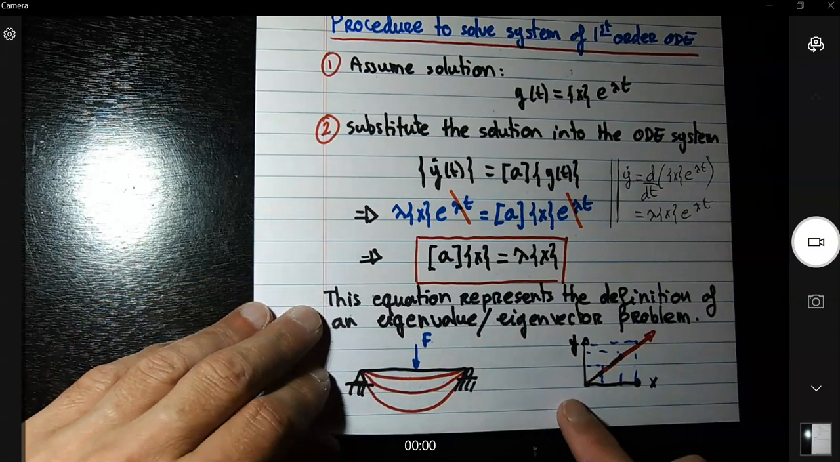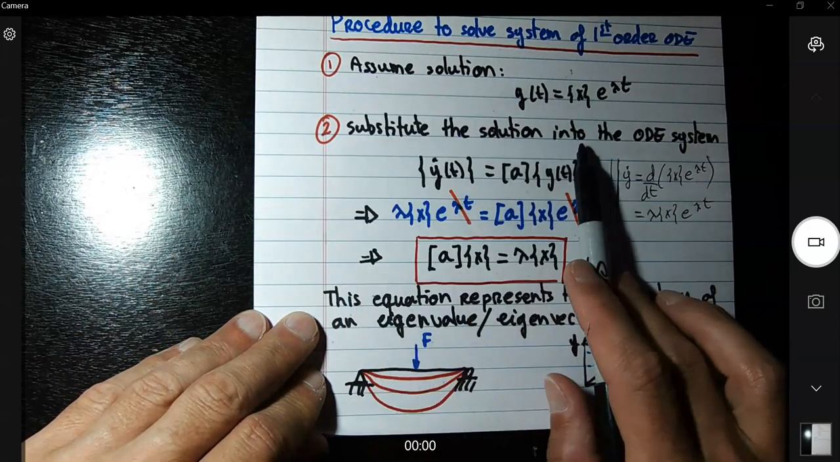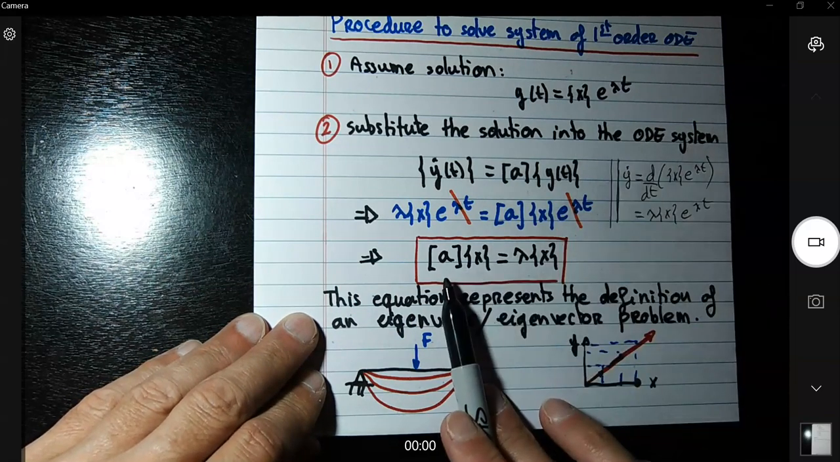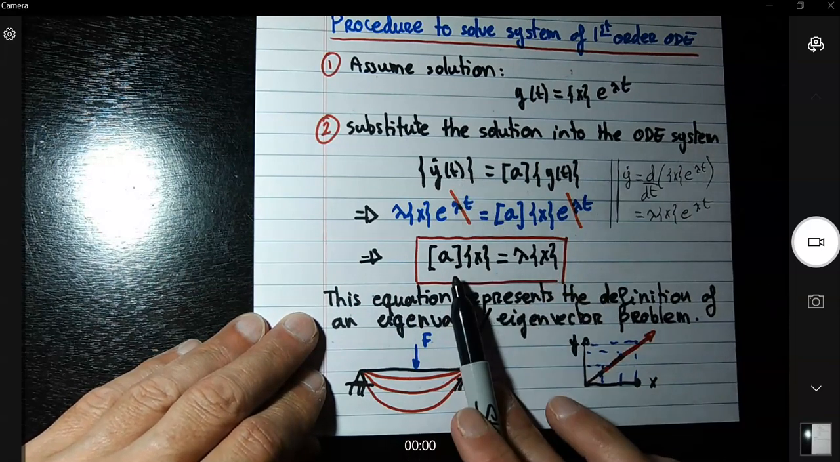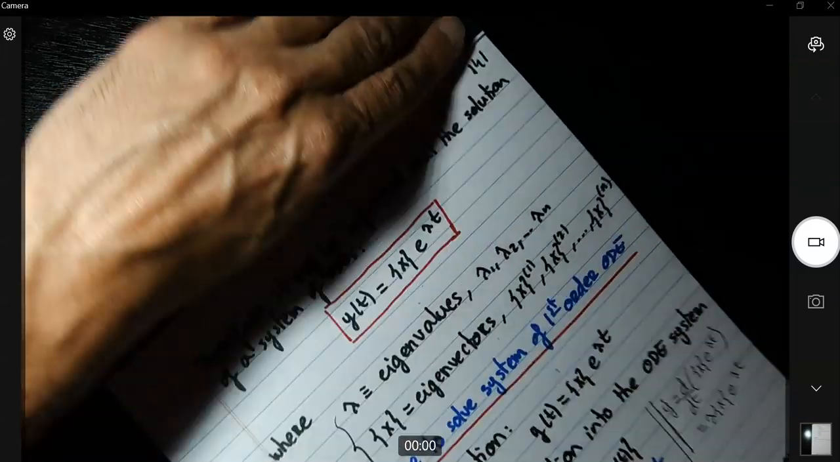Okay, so let's not lose track over here. First thing to do is to assume the solution. You substitute into the system of the ODEs, and that means this is taking us to solve an eigenvalue and eigenvector problem. So that's what we need to do now. So page 142.